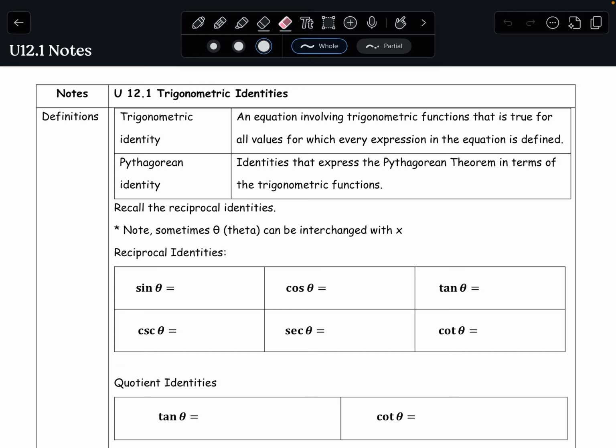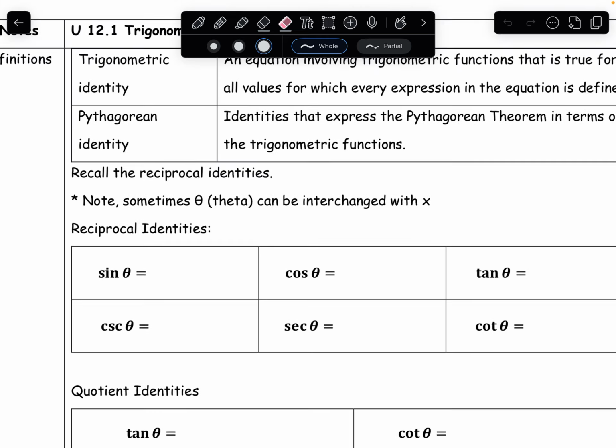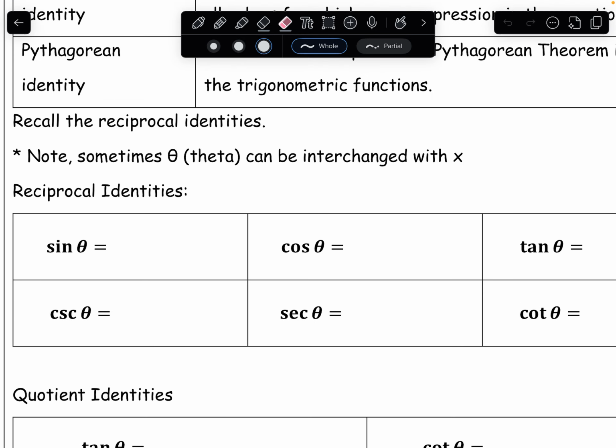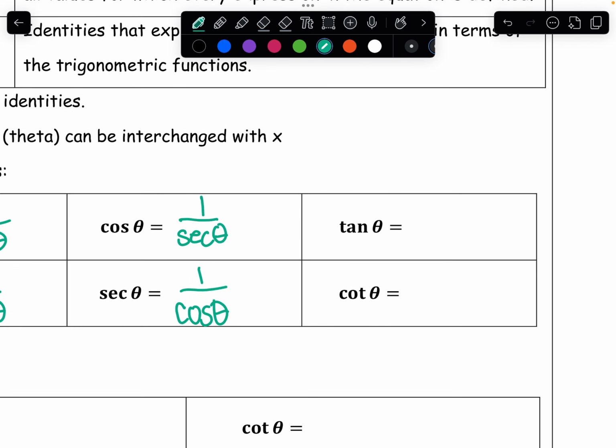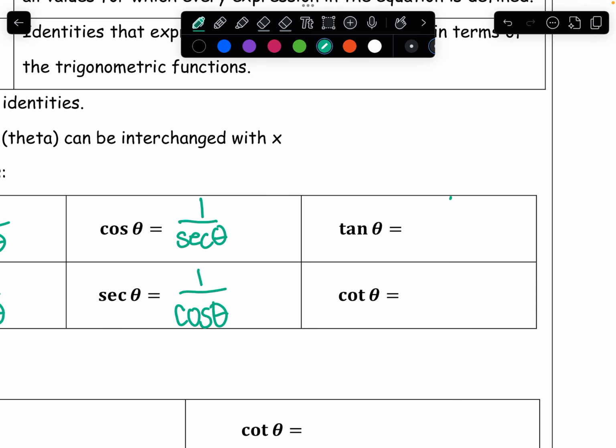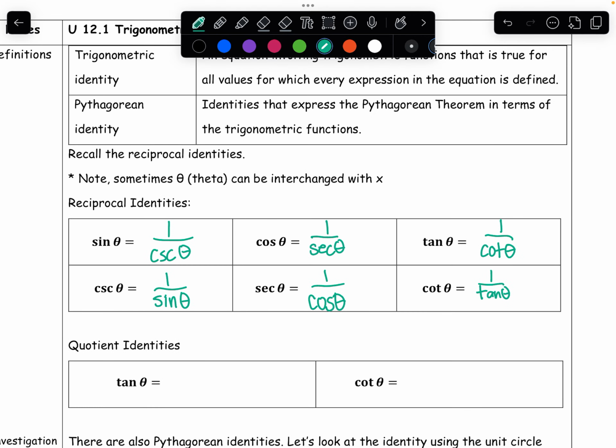So what we're going to do first is go over our reciprocal and quotient identities from our previous unit. So here we go. Sine of theta is 1 over cosecant of theta, and cosecant is 1 over sine of theta. Cosine of theta goes with secant, so it's 1 over secant of theta. And so secant of theta is the same thing as 1 over cosine of theta. They're reciprocals of each other. And then tangent and cotangent are reciprocals, so we get 1 over cotangent and 1 over tangent. Okay, so those are our reciprocal identities.